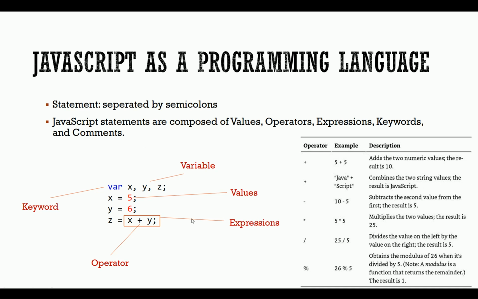The statements are ended by semicolons in JavaScript. And JavaScript statements typically are composed of values, operators, expressions, keywords, and comments. You see all of these components in this line of code. And now we want to mention the expressions here. An expression is a part of a statement. Here you see the expression x plus y, the right hand side of the assignment, equal to x plus y.